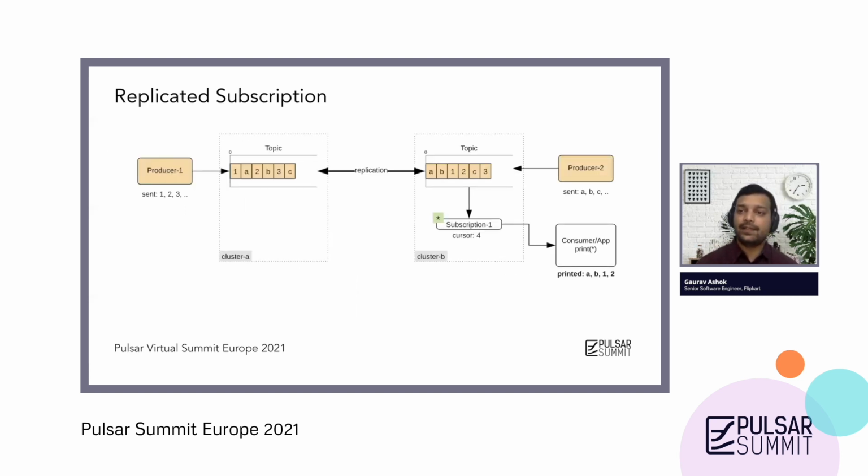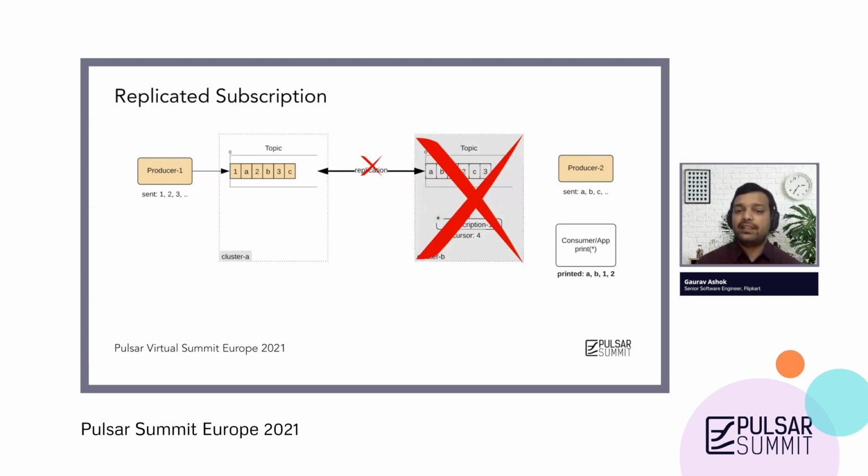Now that your topic has been configured properly and is replicating properly, it's time to move on to the consume side of things. So for example, in this case, the two clusters are there and two producers are producing independently in two clusters. And there is one consumer, which is just printing the messages. And we see that it can see all the messages. At the moment it is in the middle of consumption, and it has acknowledged 4 messages, right? That's why the cursor position is 4.